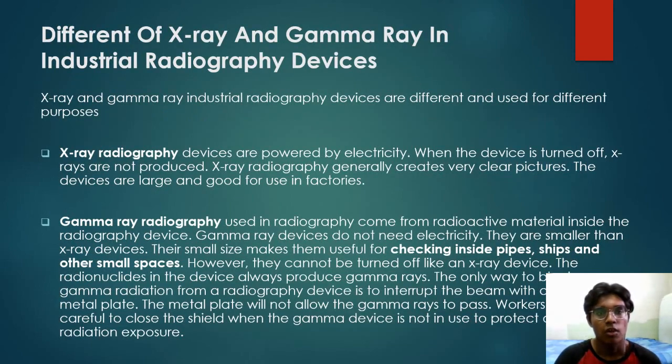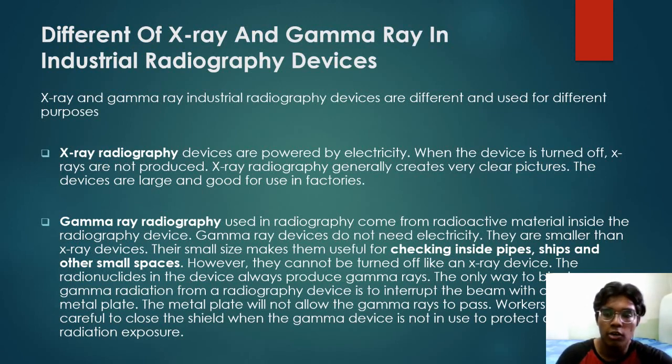The difference between X-ray and gamma ray industrial radiography devices is that the X-ray radiography is powered by electricity. So when it is turned off, it can be safely handled. It provides clear pictures, and the devices are large and used in factories.